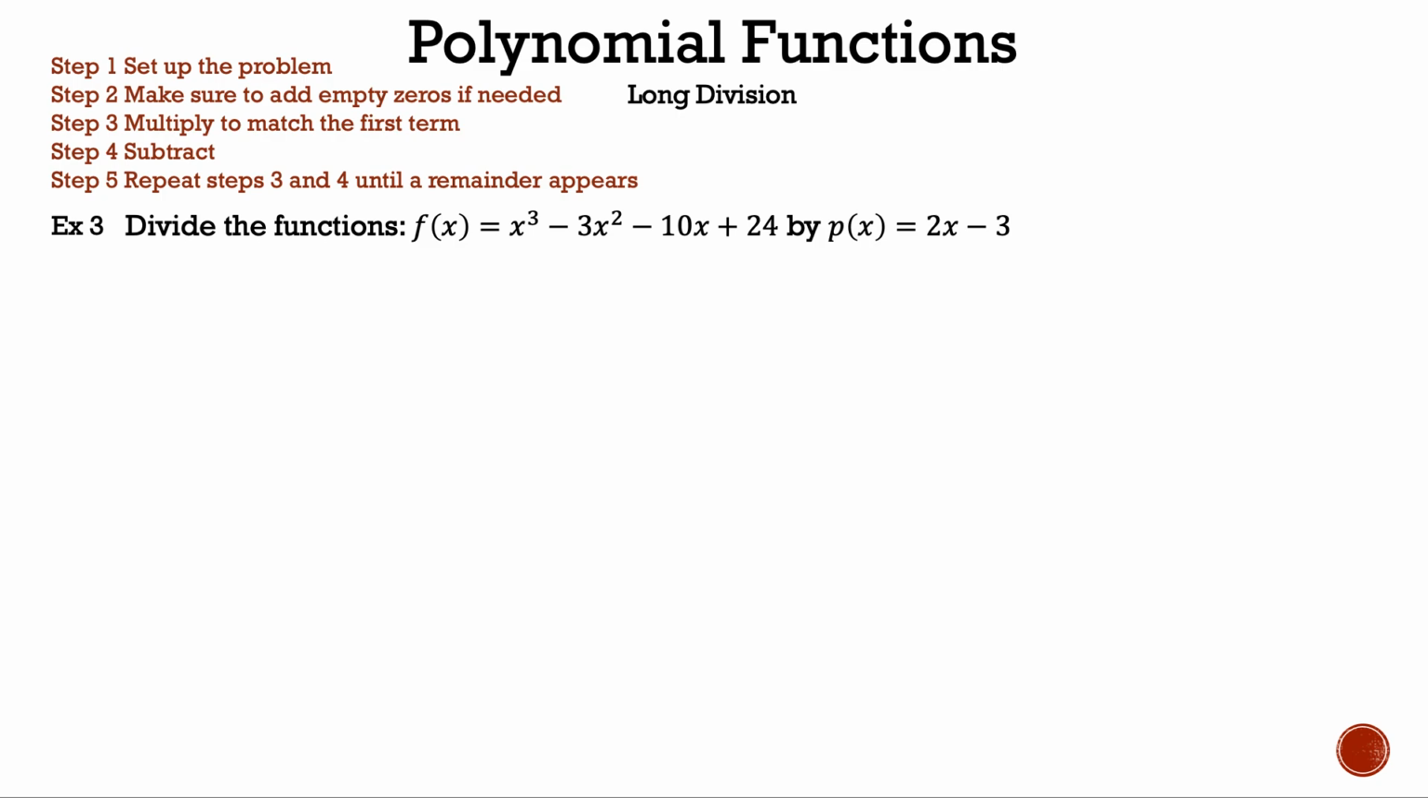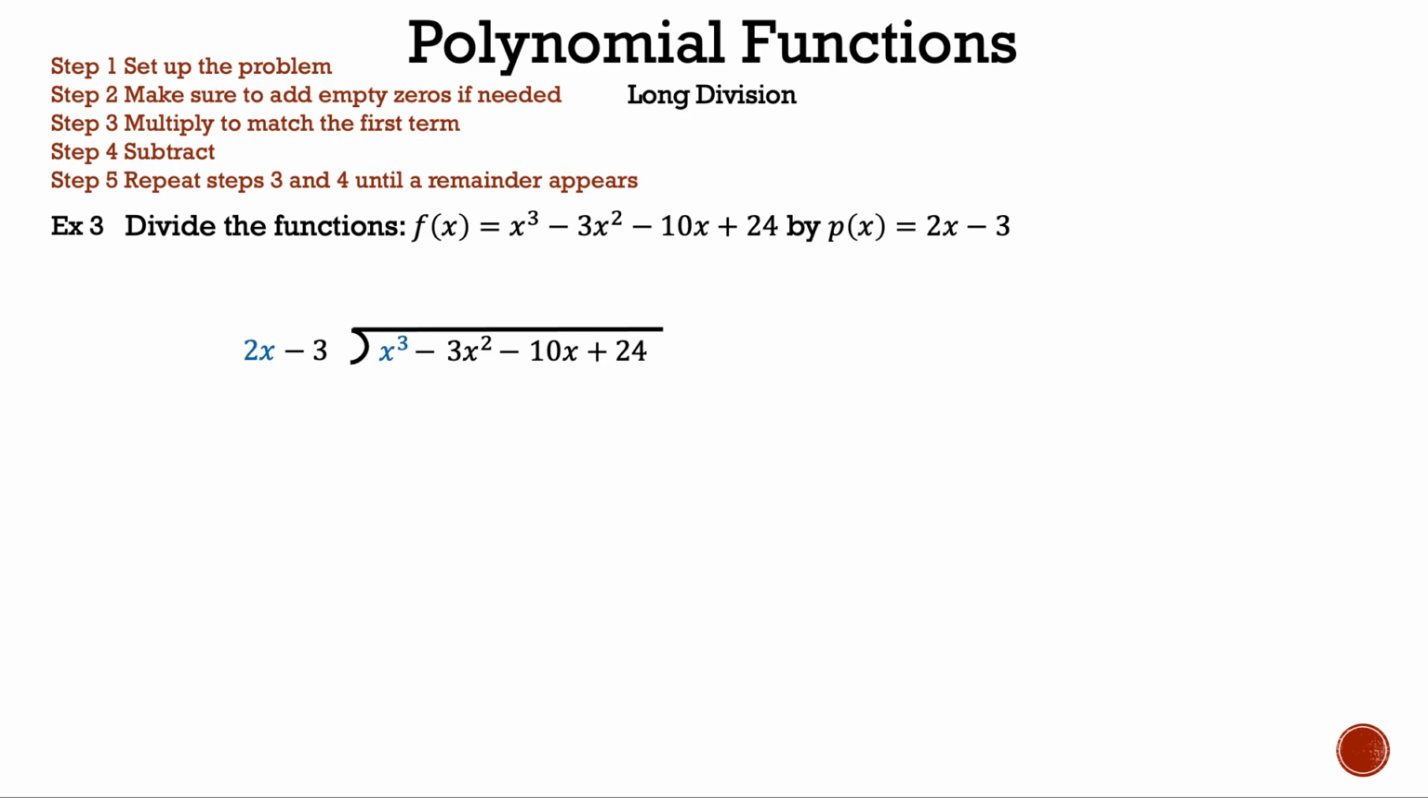Now, let's read the question. Divide the functions f of x is equal to x cubed minus 3x squared minus 10x plus 24 by p of x is equal to 2x minus 3. Let's go ahead and set up our problem. So let's put the dividend x cubed minus 3x squared minus 10x plus 24 under the long division symbol, and the divisor 2x minus 3 outside the long division symbol. Luckily for us, we don't have any hidden zeros, so we don't need to insert anything.